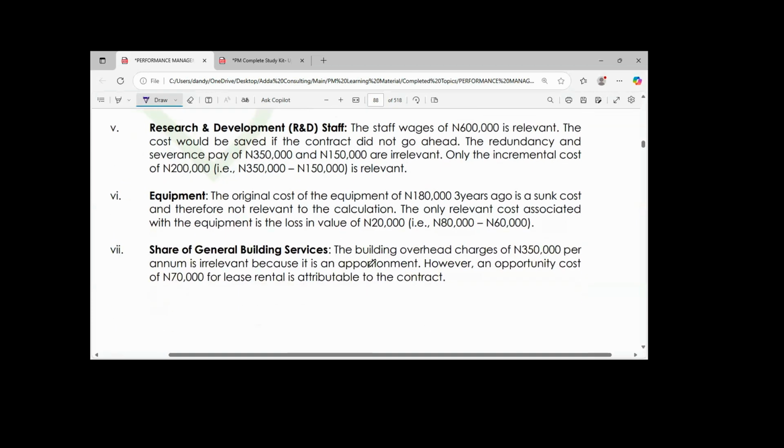Then number 6, equipment. The original cost of the equipment of 180,000 naira 3 years ago is a sunk cost and therefore not relevant to the calculation. The only relevant cost associated with the equipment is the loss in value of 20,000 naira, representing the difference between the current disposal value and the disposal value after a year, of 60,000.